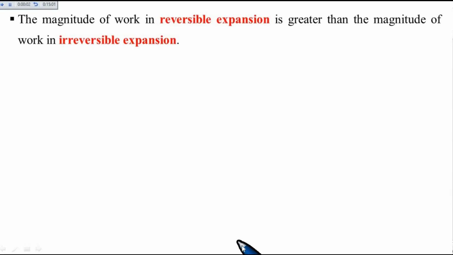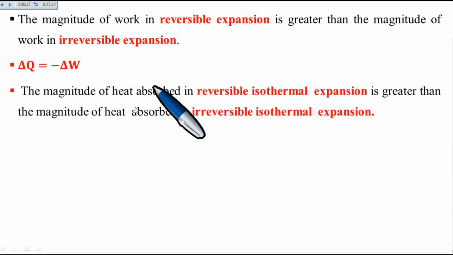So again, we have seen that the magnitude of work in reversible expansion is greater than the magnitude of work in irreversible expansion. Remember here, you can see that the magnitude of the heat is equal to the magnitude of the work done during the isothermal process. That means you can also use this statement for the heat.